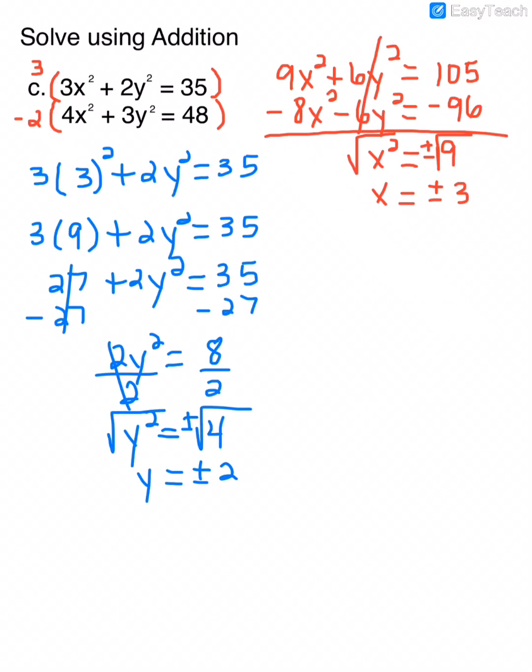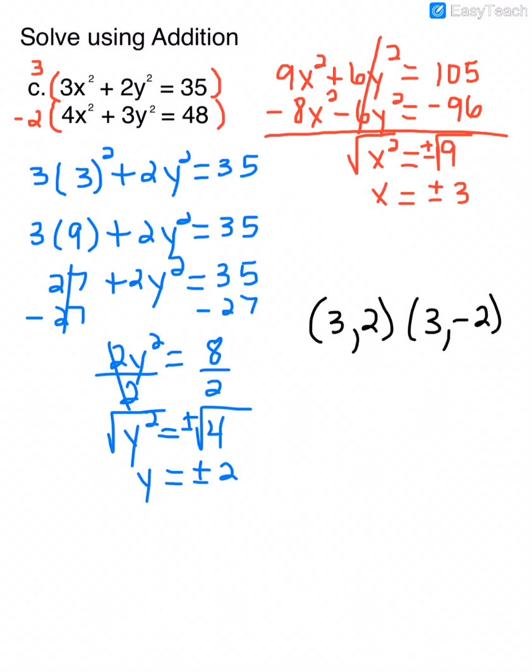So what that means is when I plugged in positive 3 for my x, I got out a positive 2 for y, and I got out a negative 2 for y. So far I have 2 answers, (3, 2) and (3, -2). Now I need to go back and plug in negative 3 for my x.